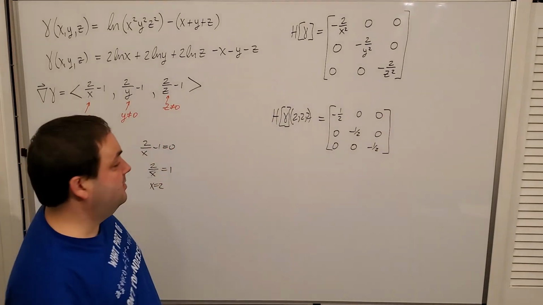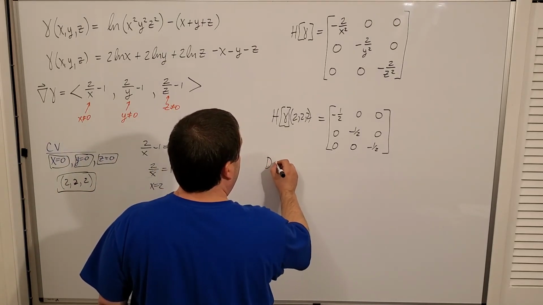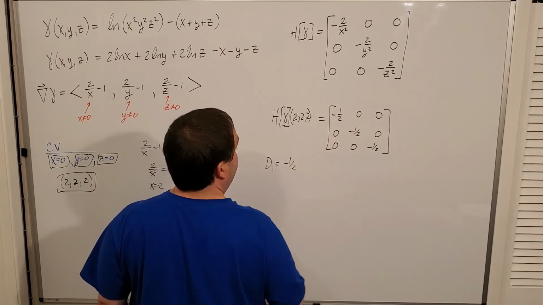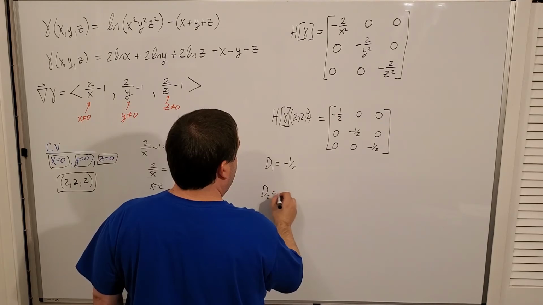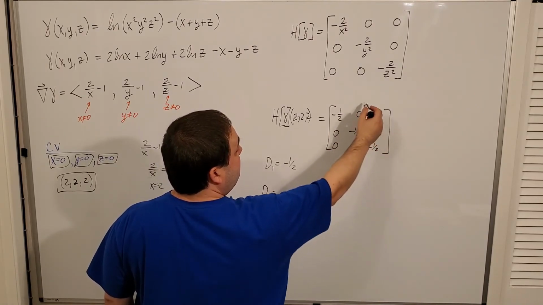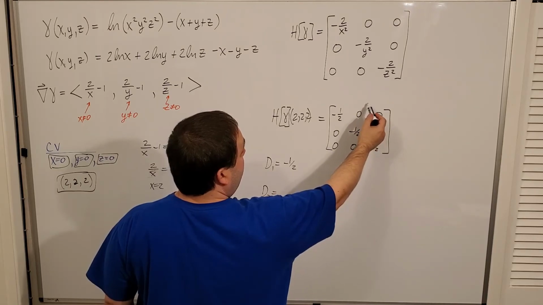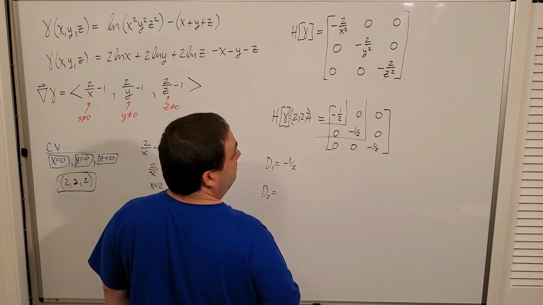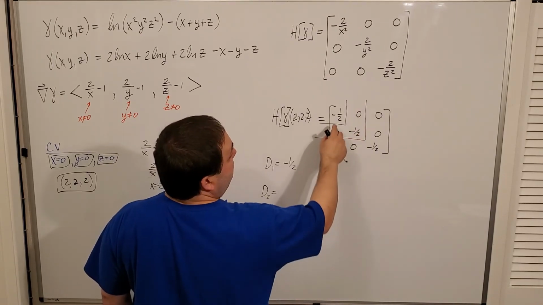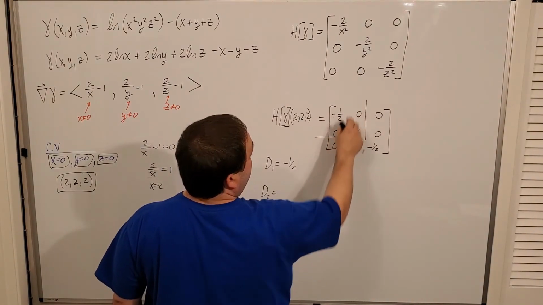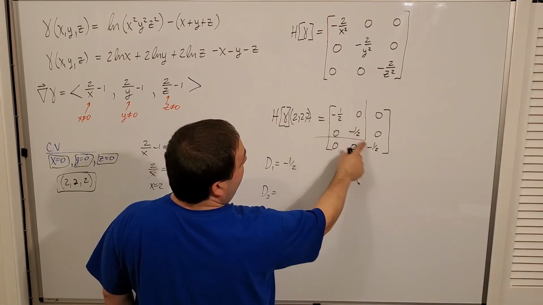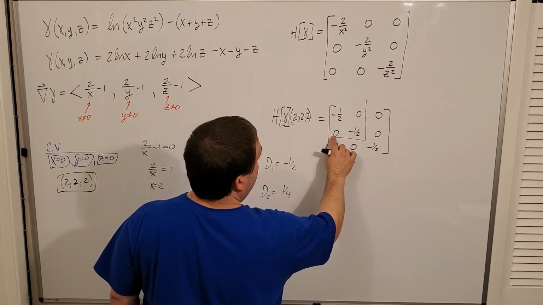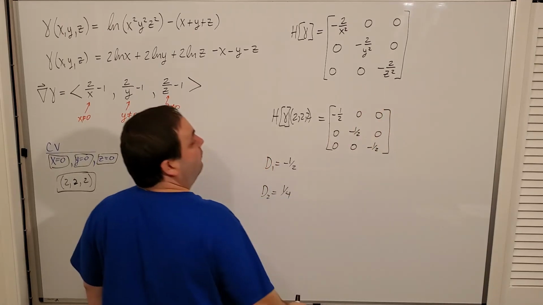Okay, so let's go through the list. D1 is going to be the top corner here, right? fxx. That's negative 1/2. D2 is going to be the determinant of these top 4 right here, right? I'm going to be splitting it down this way like this, just like D1 is here. Okay, so I'm doing the determinant of this now. That's going to be 1/4 minus 0, so 1/4.